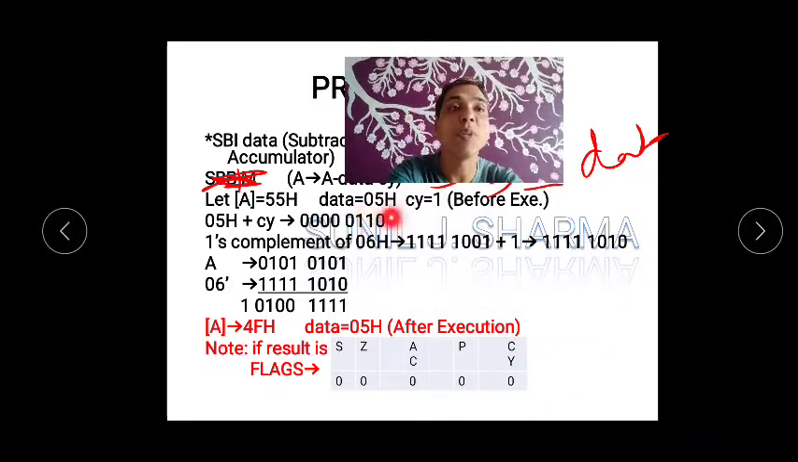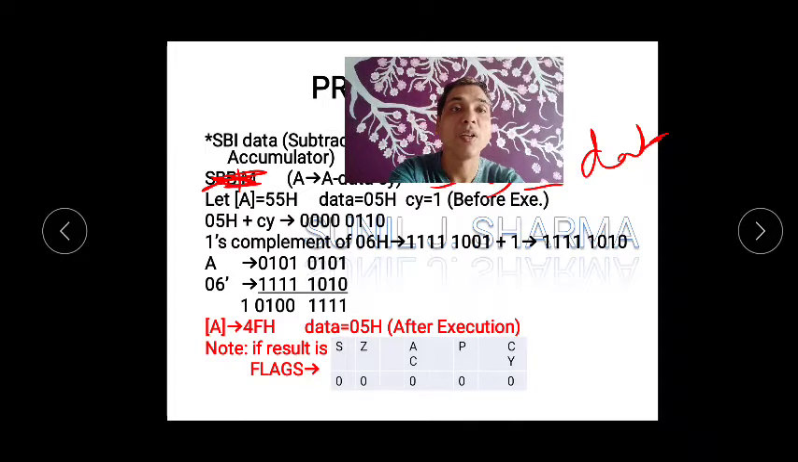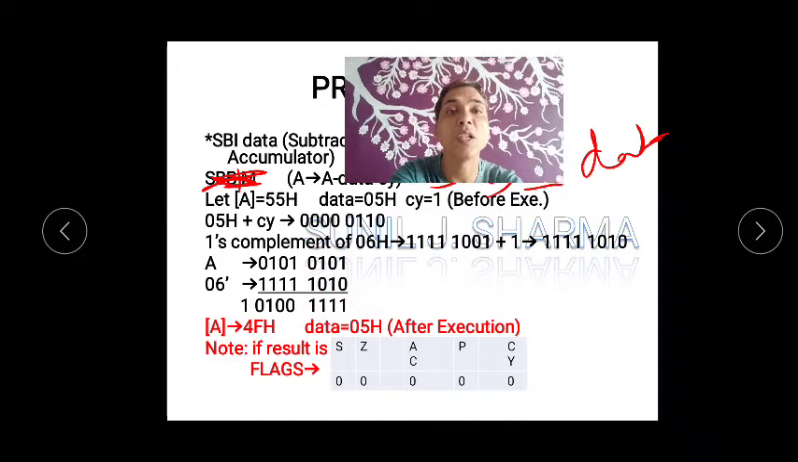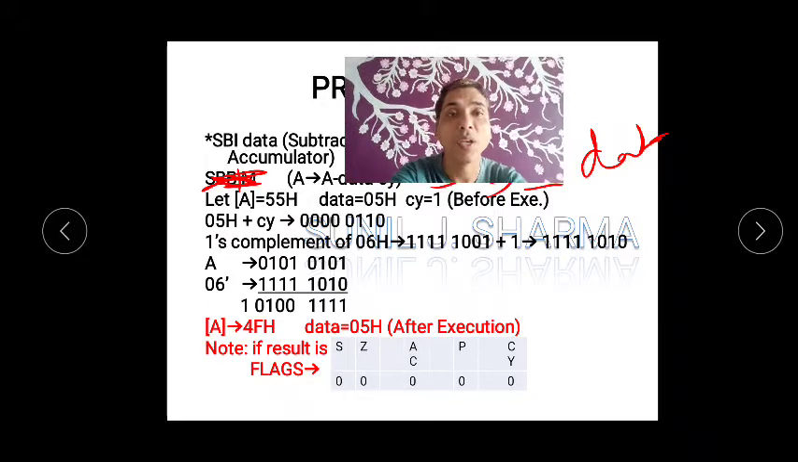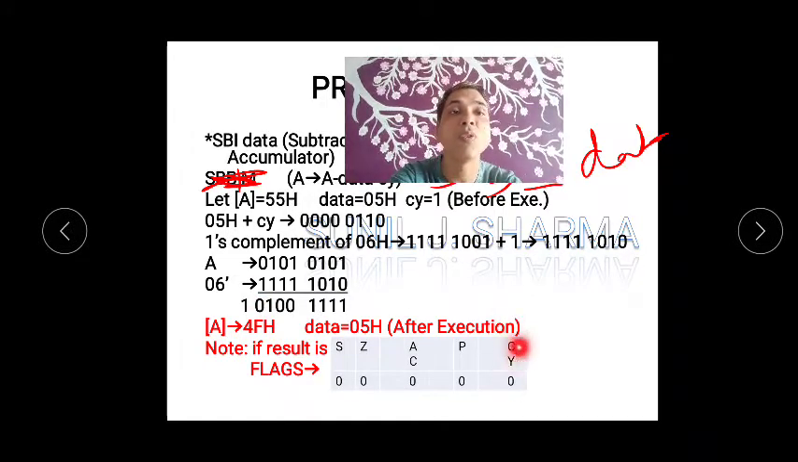Okay, so 2's complement of 6 is 1's complement plus 1. So when you add up, 0 1 0 plus 1 is 1 1 1 1 1, so no auxiliary carry. Then 1 plus 1 is 0, carry; 1 plus 1 is 0, carry; then 1 plus 1 is 0, carry 1. Now your answer is 4F and your data is same. Data will be 5 only, because carry flag is different. Now since the result is positive, no carry has been generated, no parity also, no flag is set.